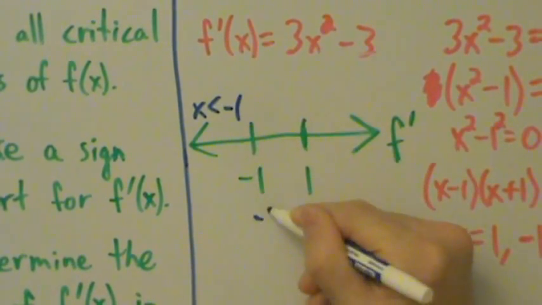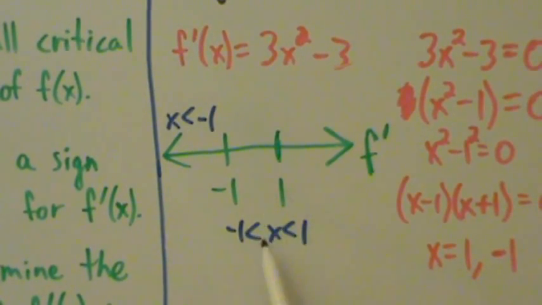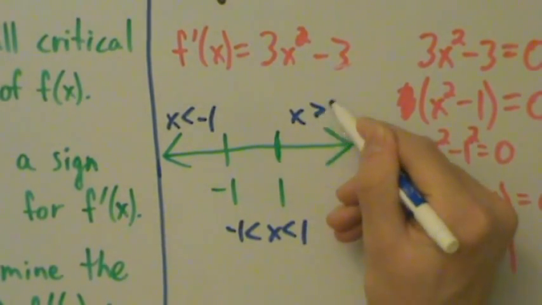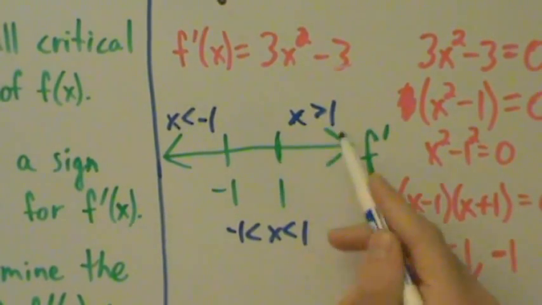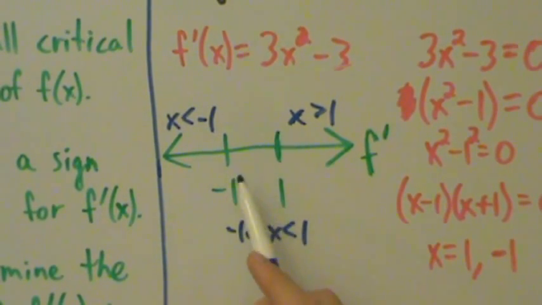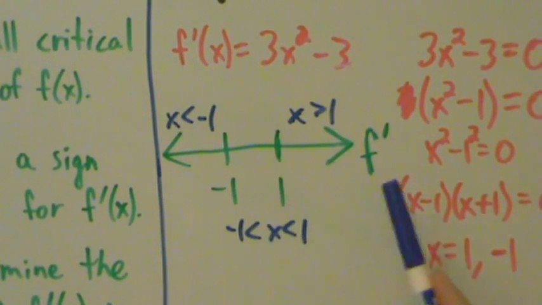What about in this interval here? -1 is less than x is less than 1. In this second interval, x is between -1 and 1. In this third interval, x is greater than 1. These are all the numbers greater than 1, these are all the numbers less than -1, and these are all the numbers between -1 and 1. So we have these 3 intervals here. We pick one number from each interval to test the derivative.